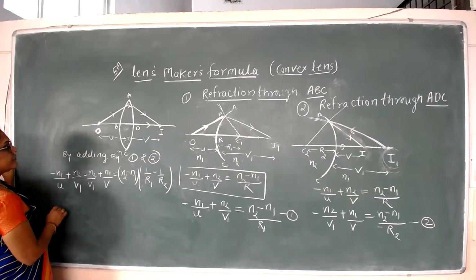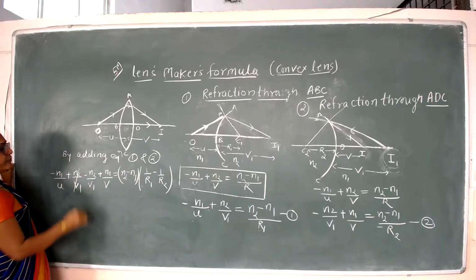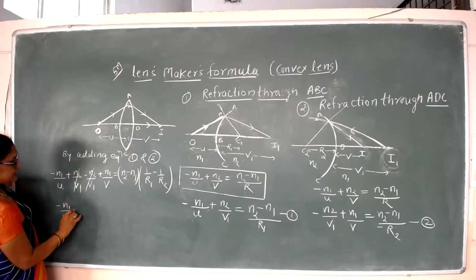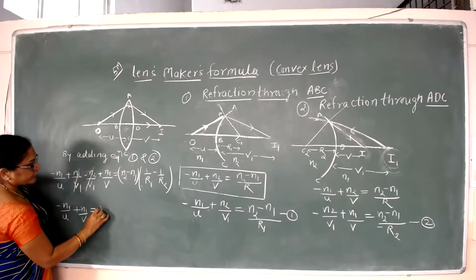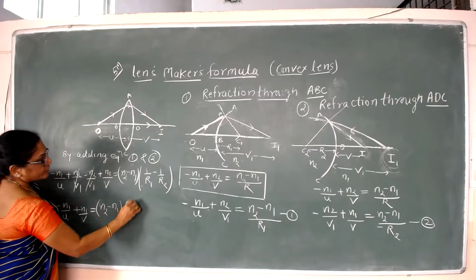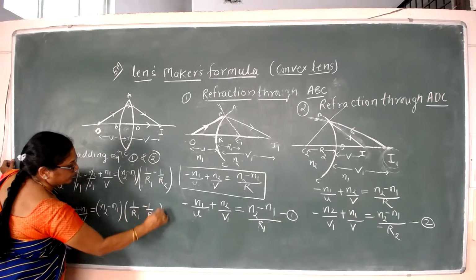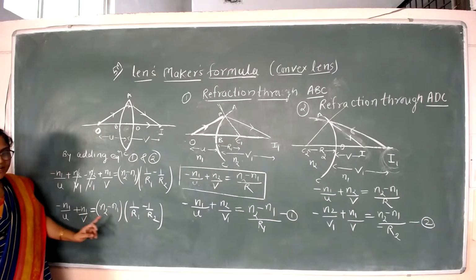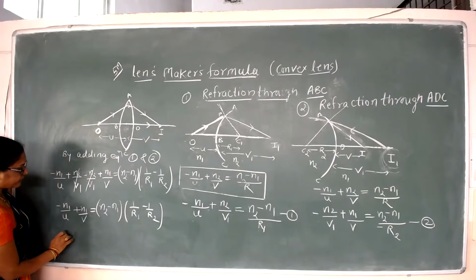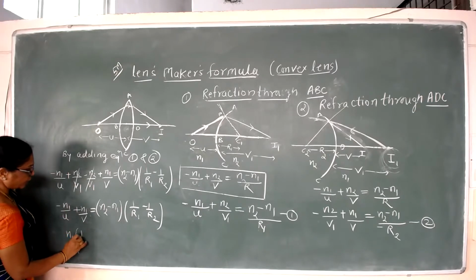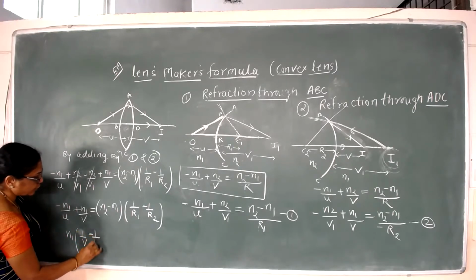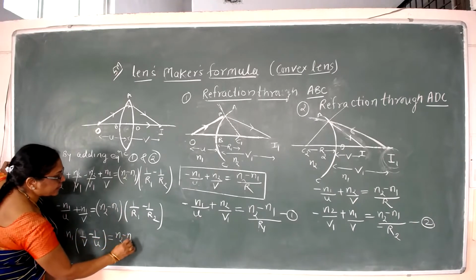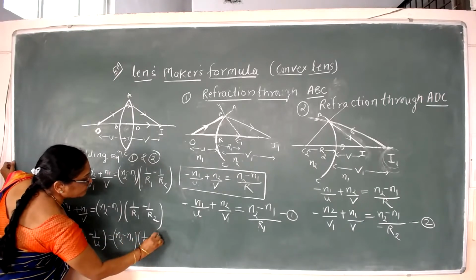Then cancel the similar values: N2 by V1 minus N2 by V1, and we get the new equation: minus N1 divided by U plus N1 divided by V is equal to N2 minus N1 into 1 divided by R1 minus 1 divided by R2. So now we have got the new equation. Take N1 outside. In bracket, 1 by V minus 1 by U is equal to N2 minus N1 in bracket 1 by R1 minus 1 by R2.